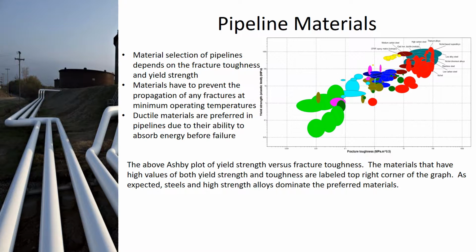And I've created a nice Ashby plot there. If you haven't seen those before, you basically put in your parameters and it graphs out a material selection for you. On this one, I graphed out the yield strength versus fracture toughness. The best materials for the selection in this criteria are the ones at the top right. So basically it's the steels and the high-strength alloys that will give you the best fracture toughness and yield strength.